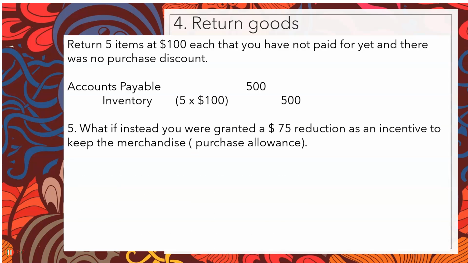Now, what if instead you were granted a $75 reduction as an incentive to keep the merchandise? This is what a purchase allowance is. So in this case, it would be accounts payable $75, inventory $75, because what it does is, again, it reduces your cost of inventory.